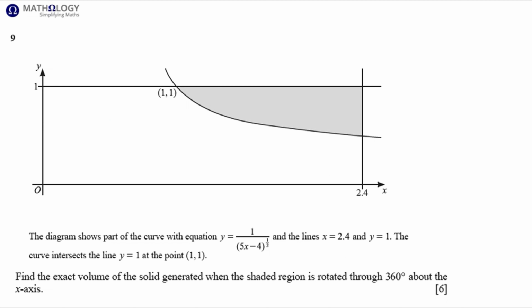Question 9. The diagram shows part of the curve with the equation y equals 1 over (5x minus 4) to the third, and the lines x equals 2.4 and y equals 1. The curve intersects the line y equals 1 at the point (1, 1). We are required to find the exact volume of the solid generated when the shaded region is rotated through 360 degrees about the x-axis.